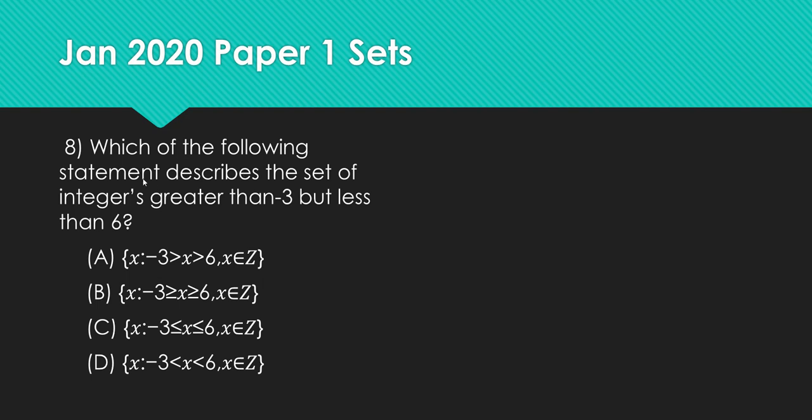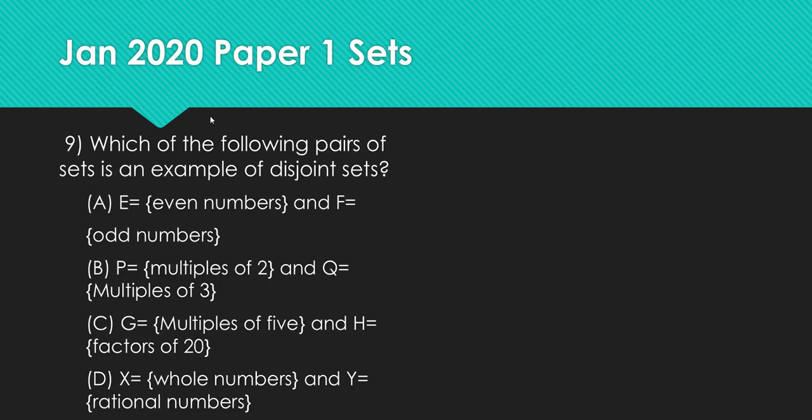Which of the following statements describe the set of integers that is greater than negative 3 but less than 6? Anything that has an equal sign is out of the question, so B and C are out. This one is saying X is less than negative 3 and X is less than 6. That makes no sense. So the answer here would be D, through a process of elimination. Which of the following sets is an example of a disjoint set? Again, we know that it's odd and even, which is A.